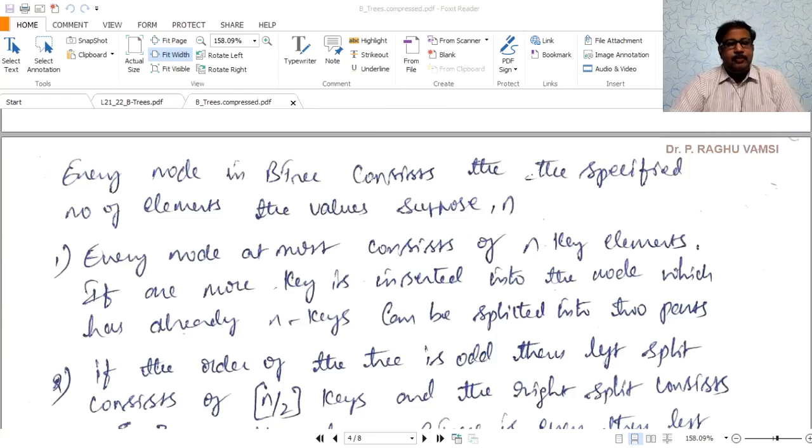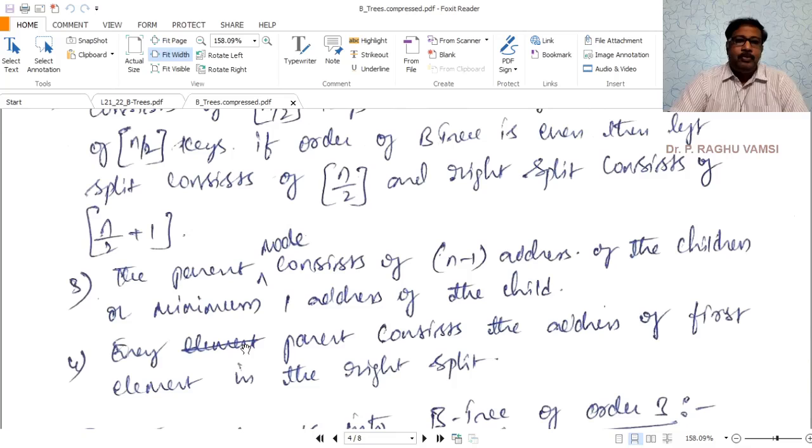Hope by this time you have understood the importance of the B tree. In the next lecture, we will see how insertion is done in the B tree.